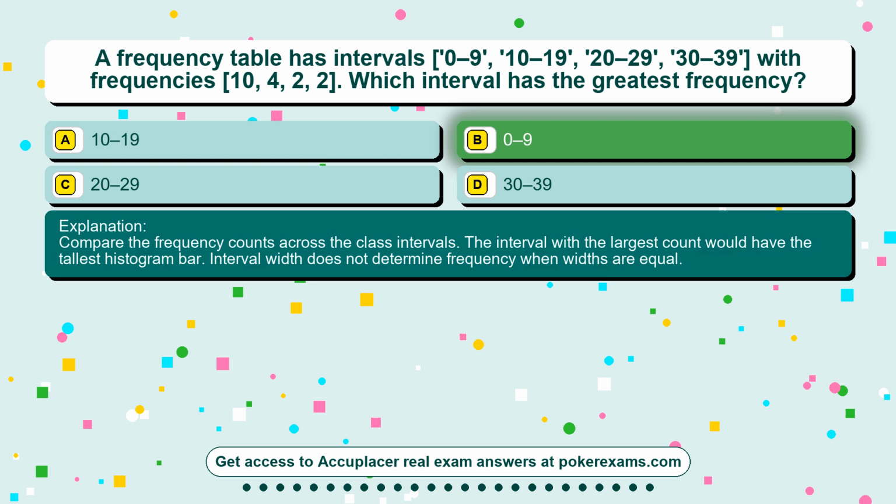Compare the frequency counts across the class intervals. The interval with the largest count would have the tallest histogram bar.